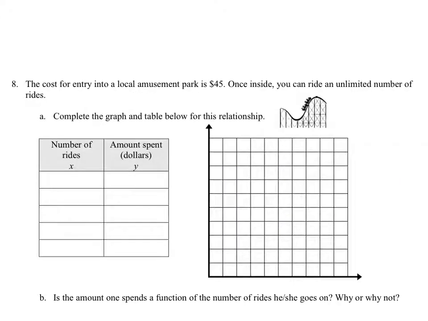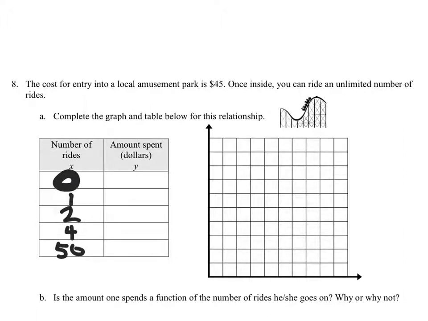All right, I'm going to do this problem. The cost for entry into the local amusement park is $45. Once inside, you can ride an unlimited number of rides. Complete the graph and table below. So let's look at number of rides. Let's start with 0, and then we'll look at one ride, and maybe 2, maybe 4, and maybe you want to do it 50 times, whatever.